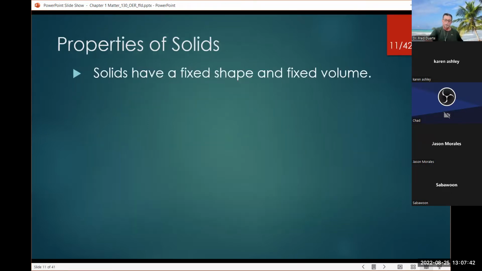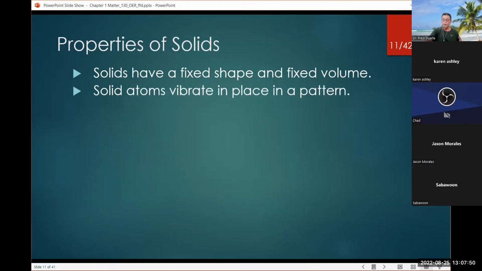Okay. So with respect to solids, solids have a fixed shape and a fixed volume. Okay. We're all familiar with that. It's a solid. We can measure the volume directly, or we can measure it indirectly. We'll also talk about how to do that. But any solid has a fixed shape and a fixed volume.